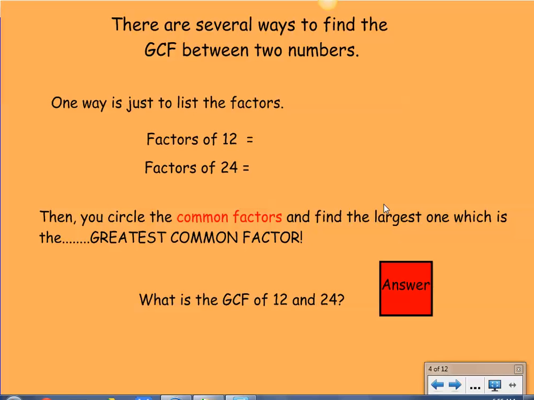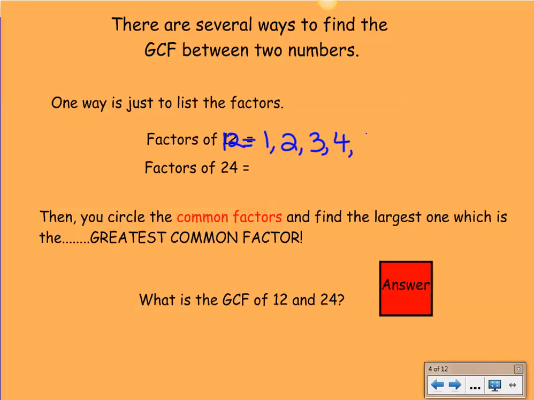So let's write down 12 on our paper below method number 1, and let's think about what the factors of 12 are. I know that 1 can go into 12, 2 can go into 12, 3 can go into 12, 4 can go into 12, 6 can go into 12, and 12 can go into 12. So those would be all of my factors of 12. I hope you jotted those down with me.